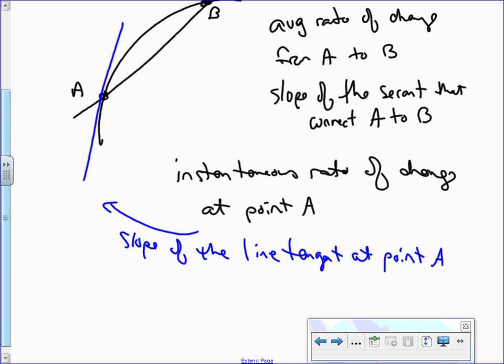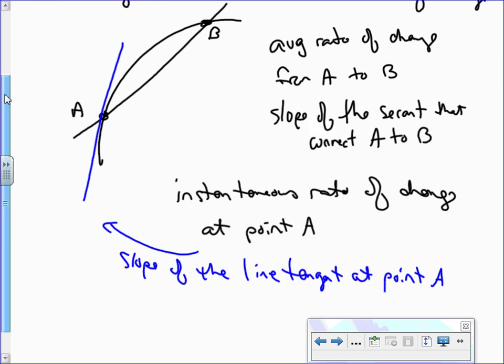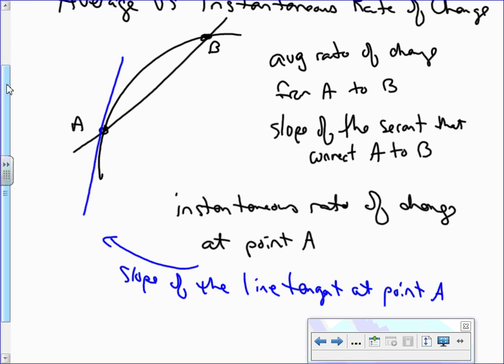So in this picture, which one of those numbers is going to be bigger? The instantaneous rate of change at A or the average rate of change from A to B? Look at the two slopes. Which is going to have a bigger slope? The blue line or the black line? Blue line. So the instantaneous rate of change will be bigger than the average rate of change. Does everybody see? The slope of the tangent line.